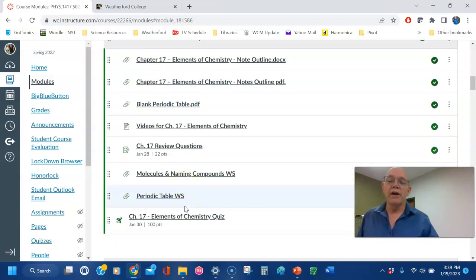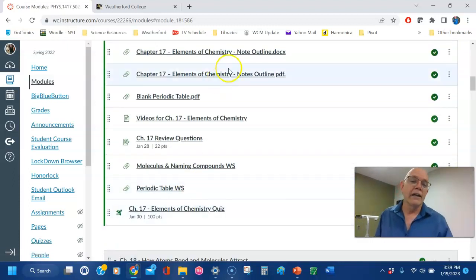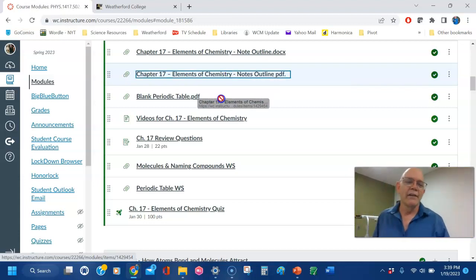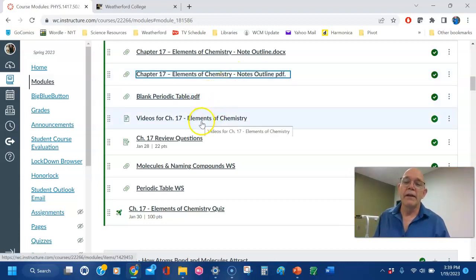In most chapters, I give you an outline of the notes. Not the actual notes, not a fill-in-the-blank outline exactly, but just a rough outline of the things that are hit. Hopefully you can see whether you've gotten most of those in your notes or not. And then there'll be a video of lectures, and those will cover pretty much the whole chapter.